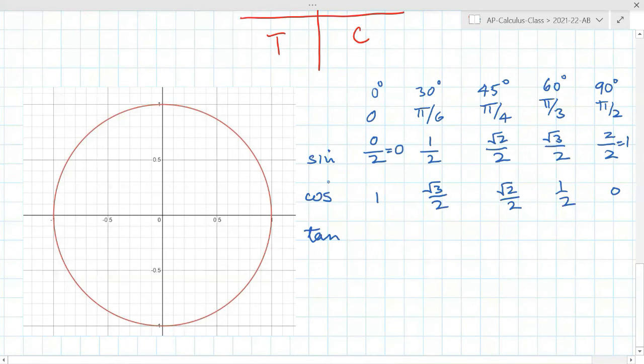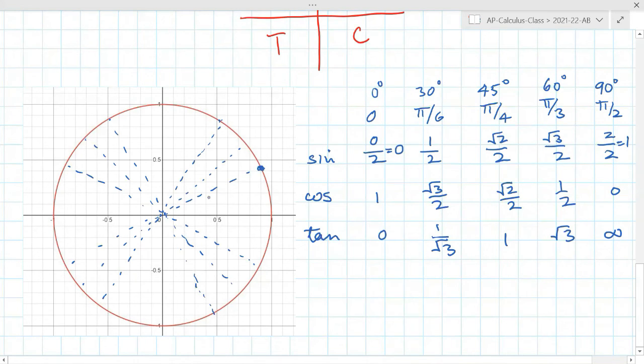And tan is sine divided by cosine, so 0 over 1 is 0. That is 1 over root 3. This is 1. That is root 3. And that is infinity or undefined.